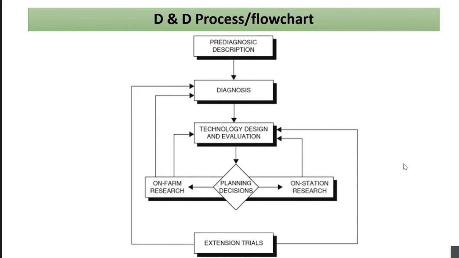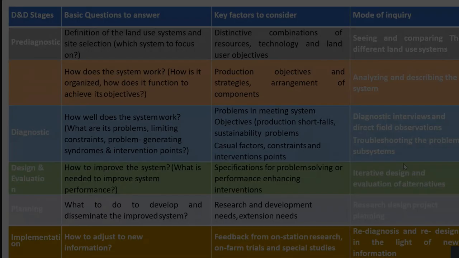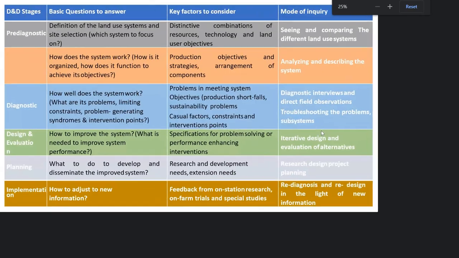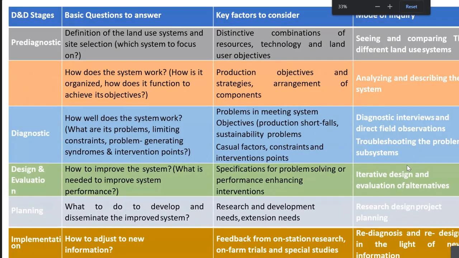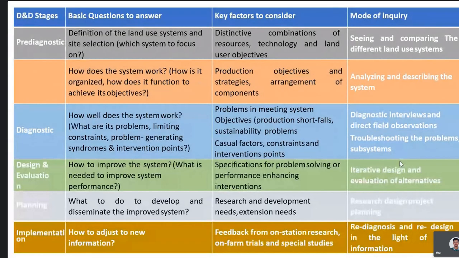So this is the picture. Look at this. It's a flow chart of the D&D process. First pre-diagnosis, second diagnosis, and technology design and evaluation, and then on the basis of design evaluation, on-farm research and planning, on-station research, and after the planning the extension trial is performed. So this is a table of those stages: pre-diagnosis stage, diagnosis stage, design and evaluation stage, planning stage, and implementation stage. What are the basic questions to answer, and what are the key factors to consider?